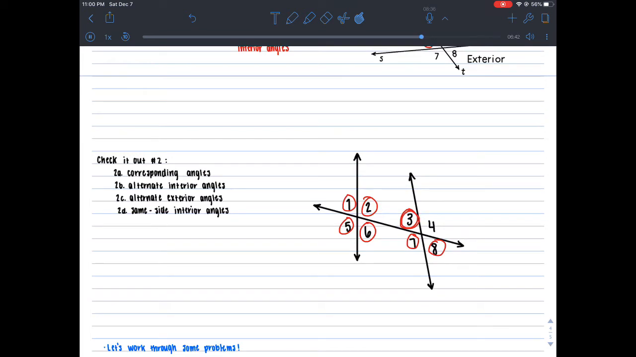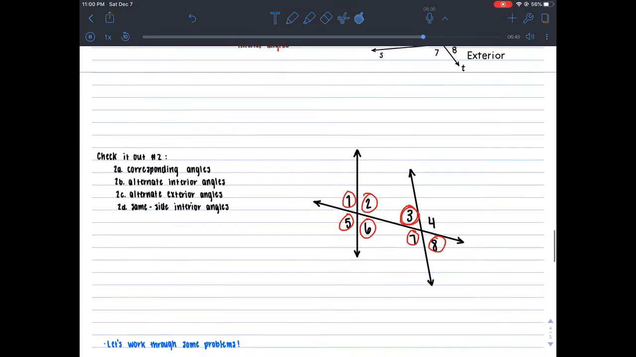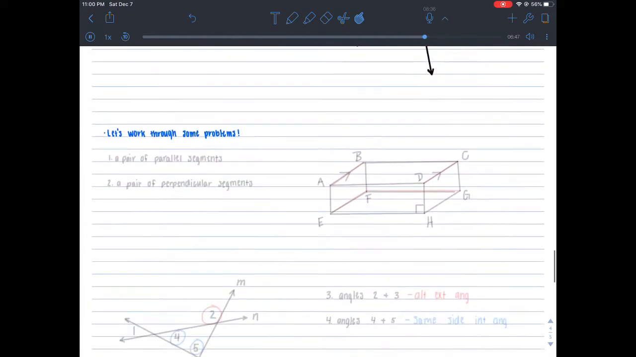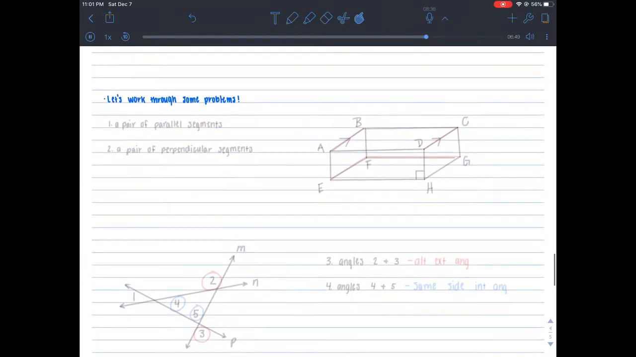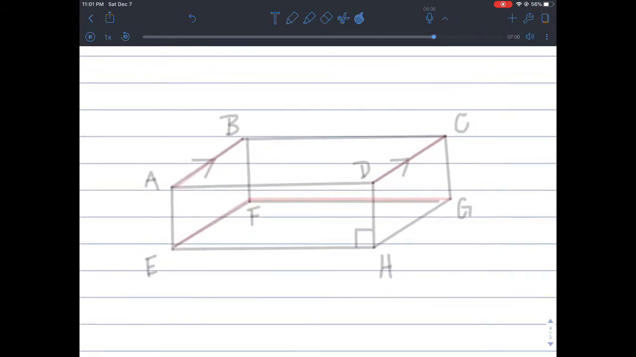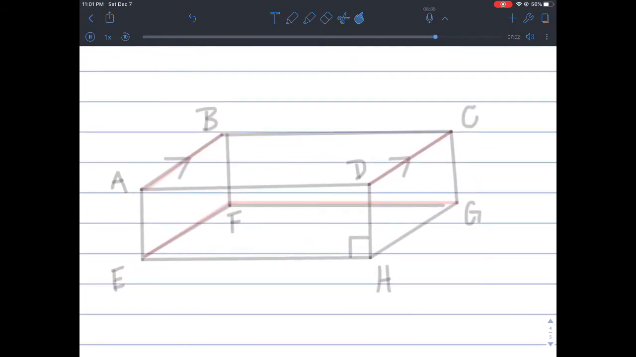So now, let's work through 4 problems to help you understand both lines and angles. Number 1, on the diagram shown to the right, we're going to show a pair of parallel segments. A pair of parallel segments will look like this. Segment AB and segment DC.